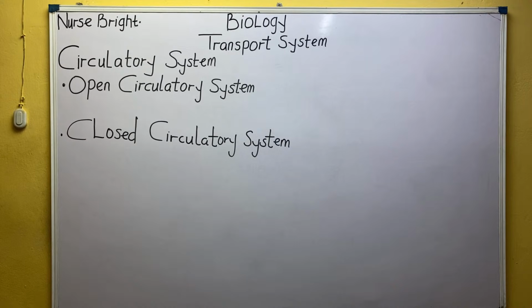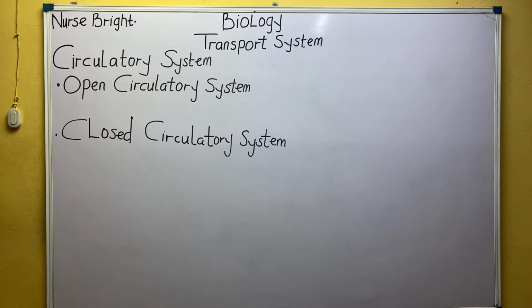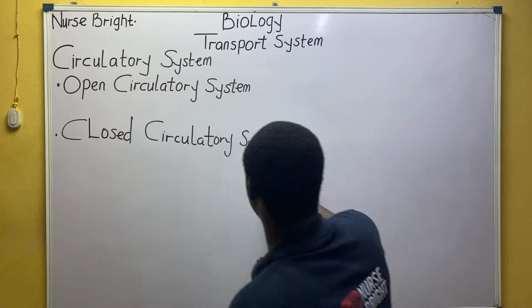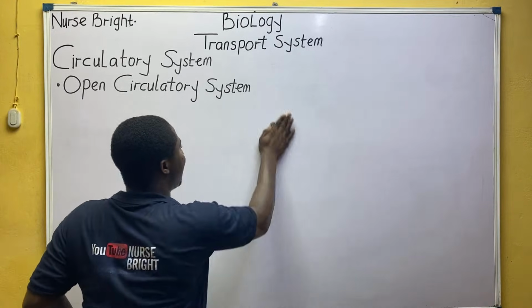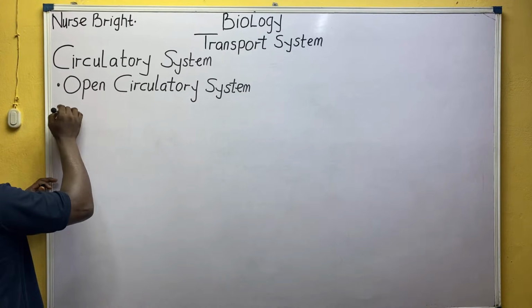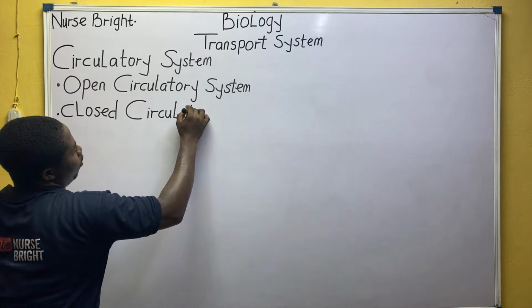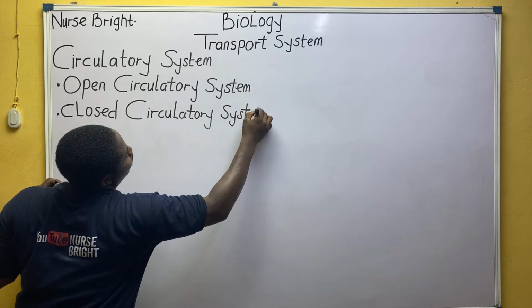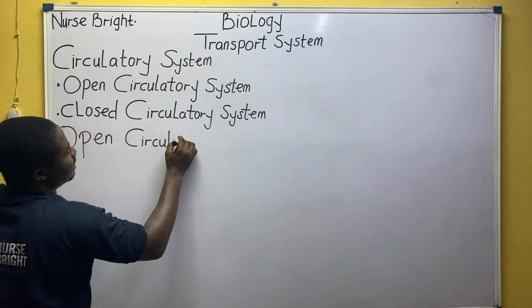Exactly, all right, so that is for that. So let's get into talking about the open and the closed circulatory system and what they mean. Now first, we're going to start with the open circulatory system. The open circulatory system is a type of circulatory system in which blood is not completely enclosed in blood vessels. So let me write this well. Hold on. Let me put them almost together so that I can have space to define.